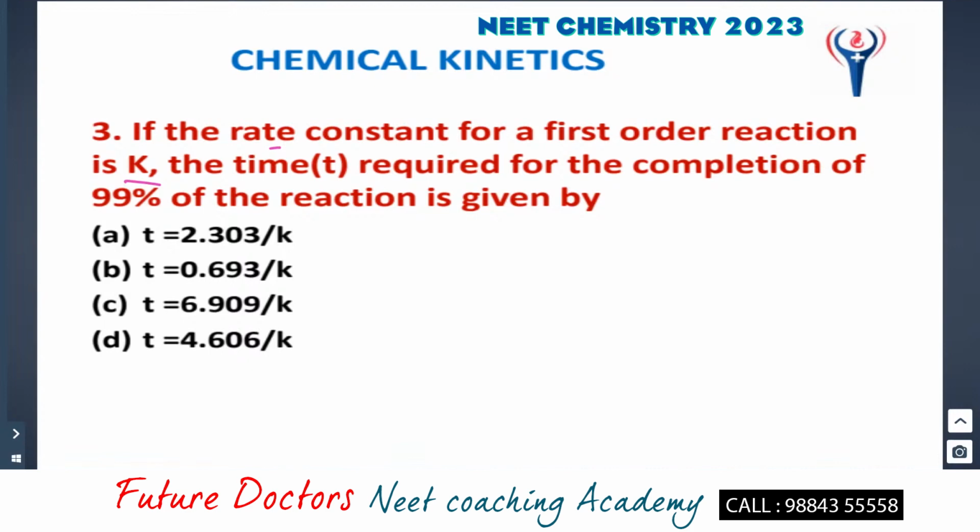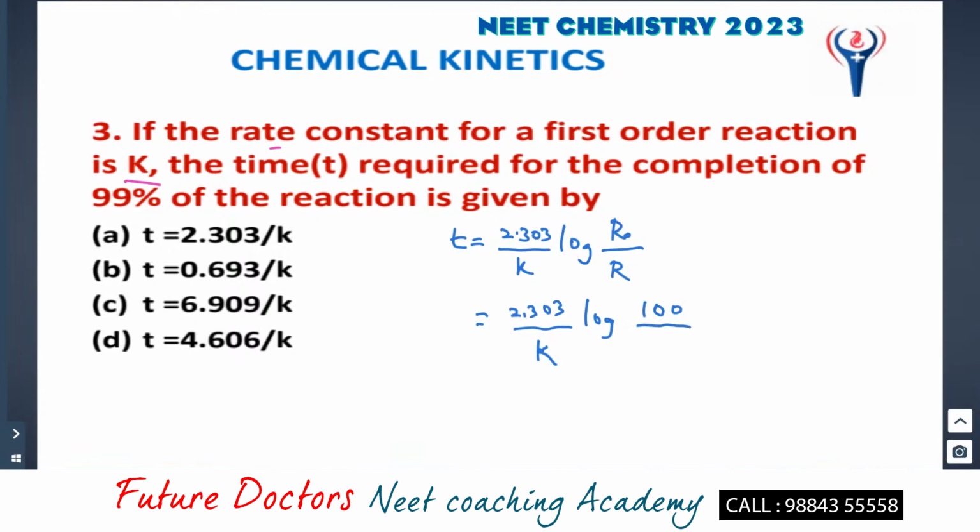Nearly the same sum. Time required means you can follow the same formula: T is equal to 2.303 by K log of initial concentration by remaining concentration, understood? Right. K is given, so you can put it as it is. 2.303 by K, understood? Okay, log of R naught. What's the initial concentration? It is a percentage, so initially we can consider it to be 100. Understood?